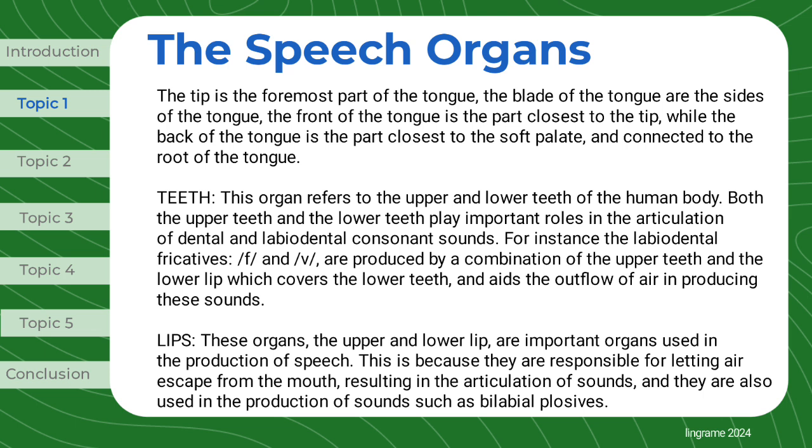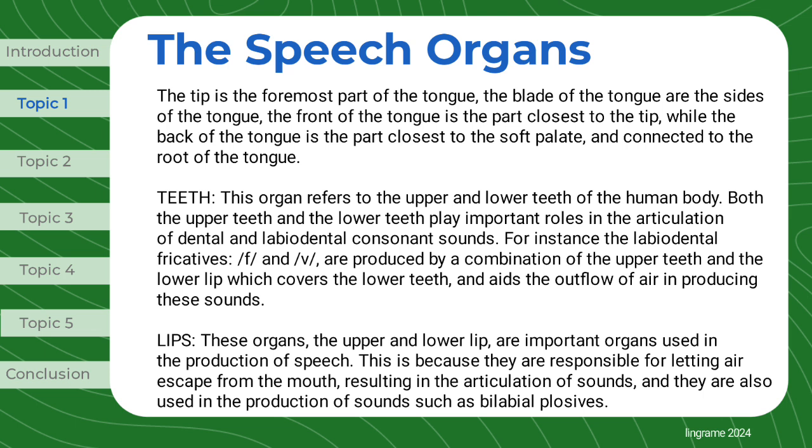Teeth. This organ refers to the upper and lower teeth of the human body. Both the upper teeth and the lower teeth play important roles in the articulation of dental and labiodental consonant sounds. For instance, the labiodental fricatives, f and v, are produced by a combination of the upper teeth and the lower lip, which covers the lower teeth, and aids the outflow of air in producing these sounds.